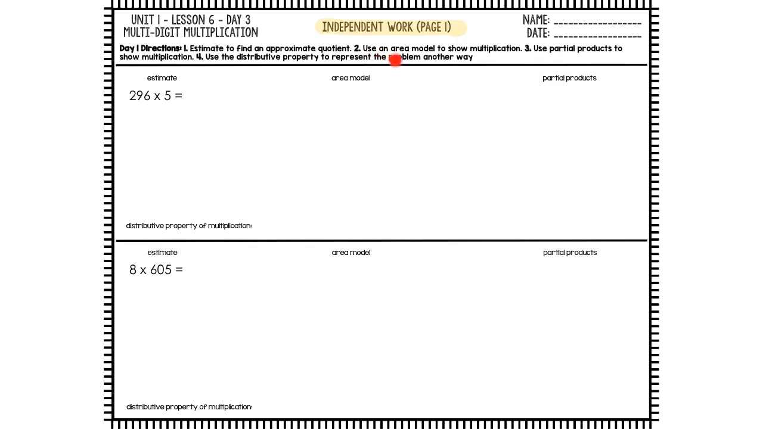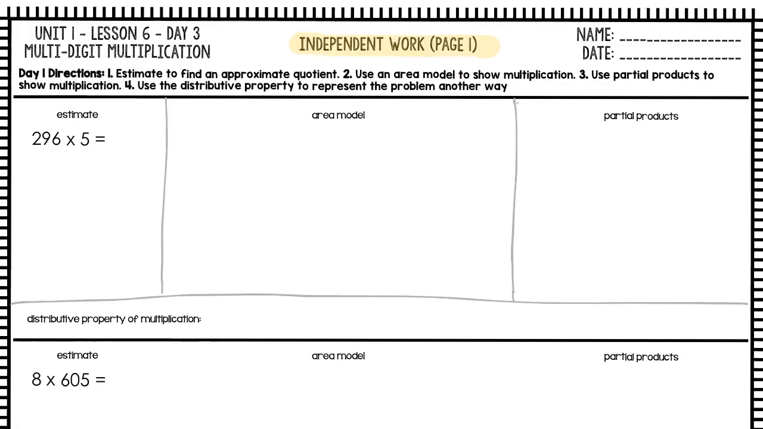Number 2, use an area model to show multiplication. We're going to show an area model. Number 3, use partial products to show multiplication, partial products. And number 4, use the distributive property to represent the problem another way. So down here we have the distributive property of multiplication. I'm going to divide up my page so that I have nice clean areas to be working in.